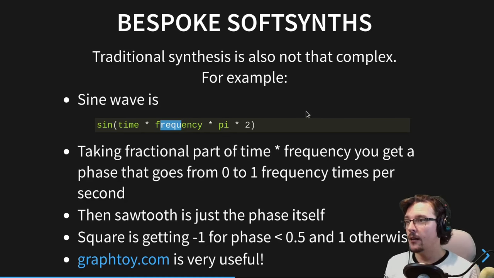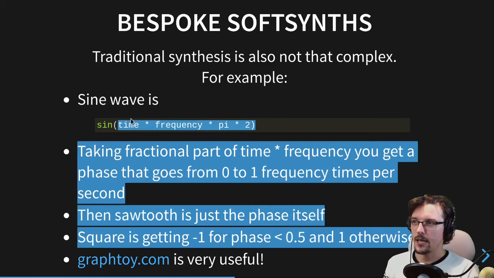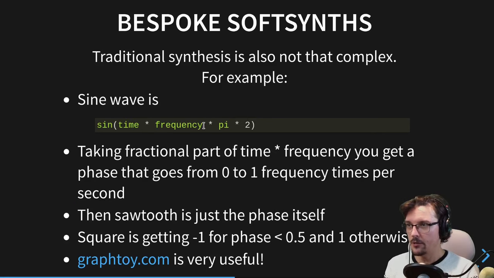If we take time in seconds like this and also multiply it by frequency, but instead of taking sine, we take the fractional part of the resulting number, we get a function that goes from 0 to 1 frequency times per second. So it has this frequency. This will be essentially a sawtooth wave with the specified frequency.